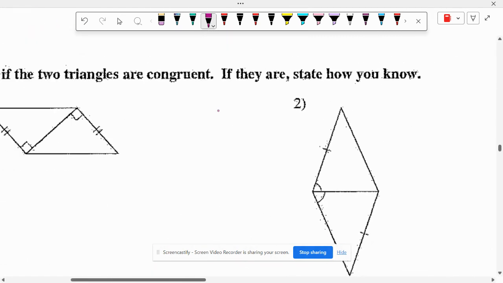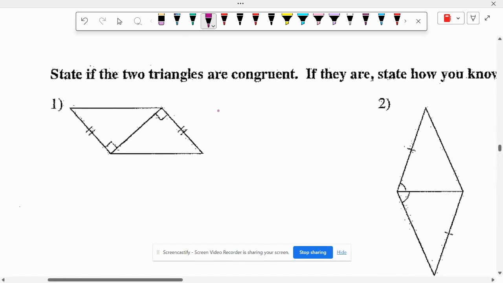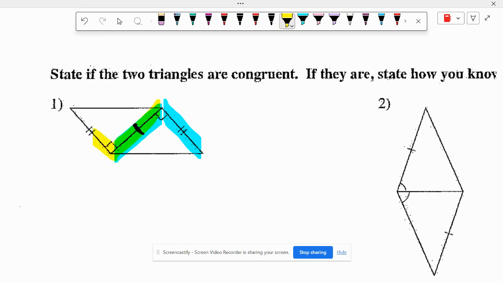All right. So state if the 2 triangles are congruent, and if they are, tell me how you know. Let's look at this first pair, number 1. What do we know about the common side? What do we know about this shared side? They're congruent to each other, so put a mark on it. It's congruent to itself. So I have a side and an angle and a side, and I have a side and an angle and a side. So how are those 2 triangles congruent to each other? By side, angle, side.